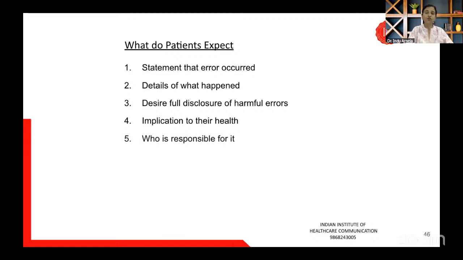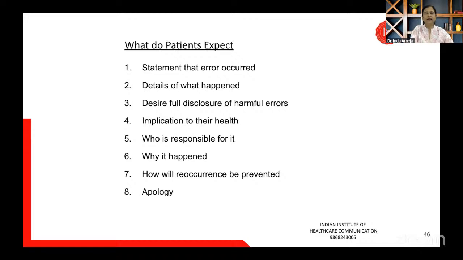And then they also want to know who is responsible for it. They really want to have a person, or the name or the face of the person who has made a mistake. And also, why did it happen? And how will the recurrence be prevented? Because they say, okay, we got to know, but what about those cases we will never get to know? So how will you prevent this from happening to me? And like I said, the common thing they ask for is an apology, and that's what they expect from us.